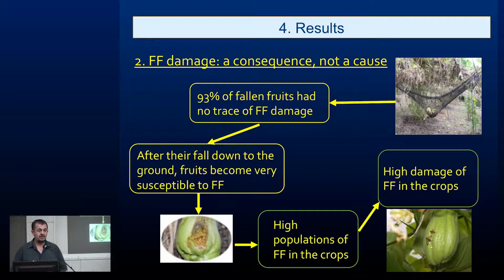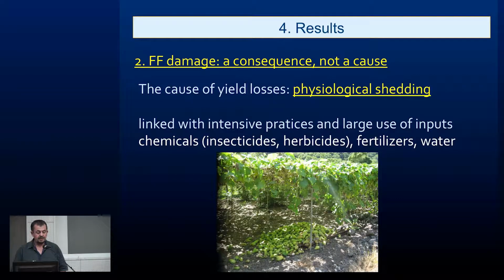And so this fruit fallen on the ground became reservoirs of new generations of fruit flies, giving, of course, high damage of fruit flies in the crops. So for us, the fruit fly population was not a cause of the decrease in yield of chayote, but only a consequence. And the cause of yield losses for us was physiological shedding.